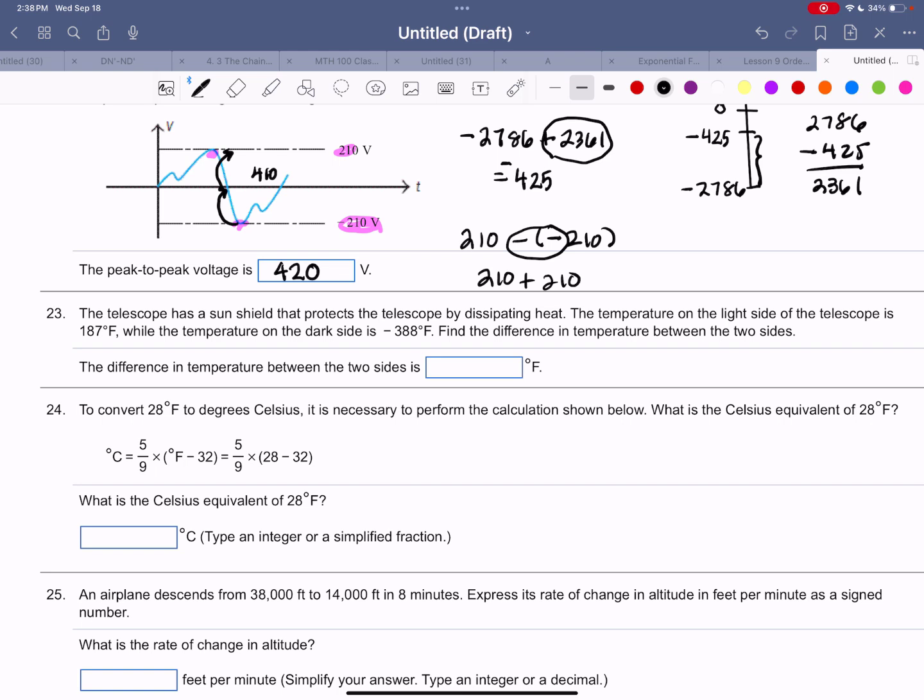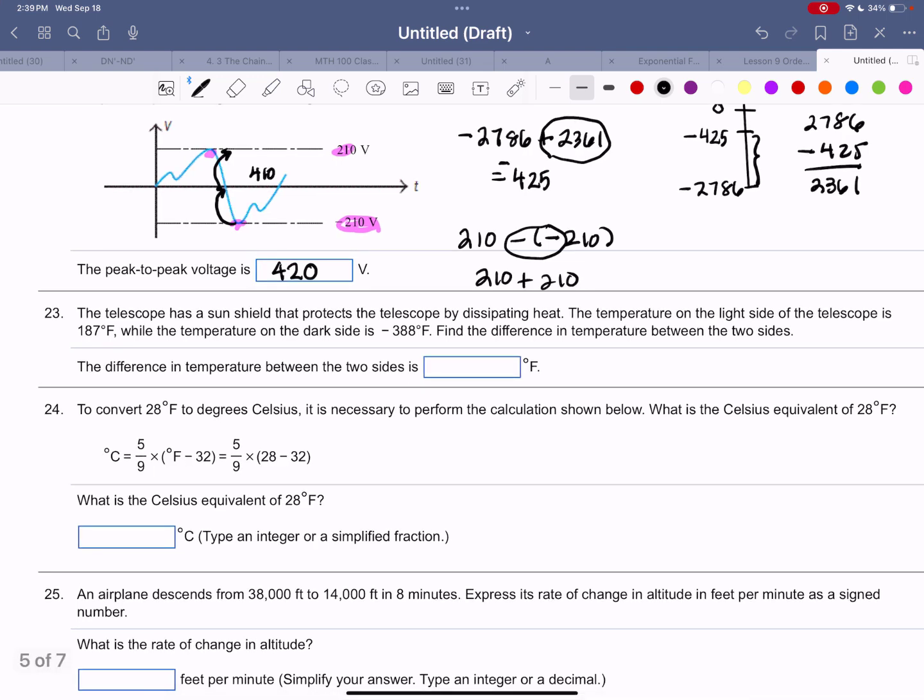Number 23. The telescope has a sun shield that protects the telescope by dissipating heat. The temperature on the light side of the telescope is 187 degrees Fahrenheit, while on the dark side it's minus 388 Fahrenheit. Find the difference, that means subtract, in the temperature between the two sides.